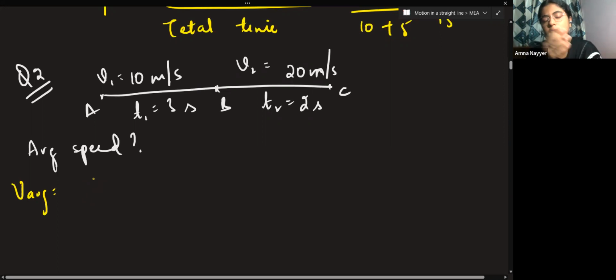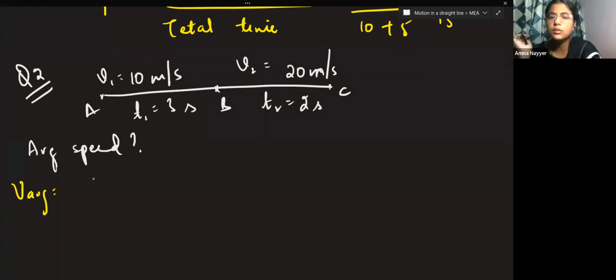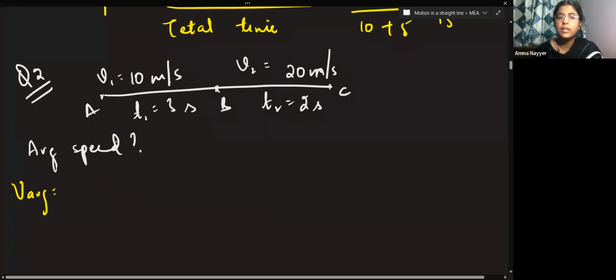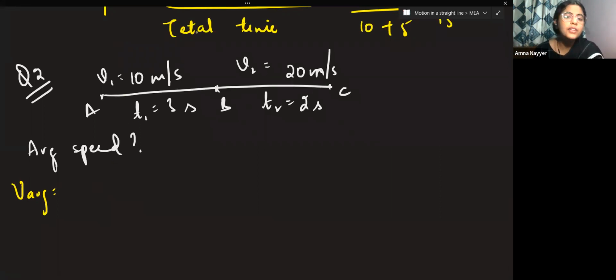Right now, this is given as 10 meter per second. This is 20 meter per second. Time is 3 seconds. This time is 2 seconds. So you can calculate the distance for each part at least. And if you have the distance, then you can easily calculate the average speed. If this is V1 and T1, so Arnav, can you tell me what will be the distance in this part?